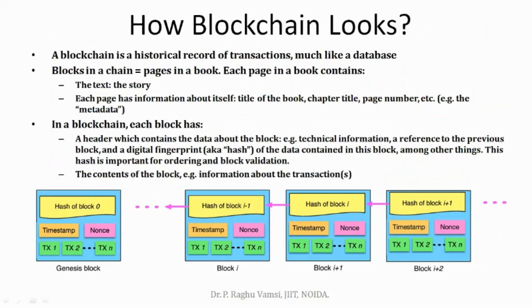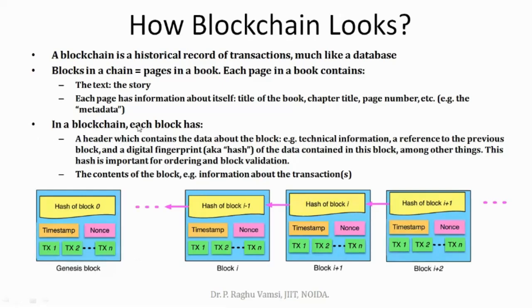So how do the blocks look? A blockchain is a historical record of transactions, much like a database. So this is the block in which the list of transactions were recorded. Blocks in a chain are equal to the pages in a book. Each page in a book contains the text, the story. Each page has information about the title of the book, chapter title, page number, etc. These are the metadata about the transaction. So a block consists of a set of transactions and metadata related to the transaction.